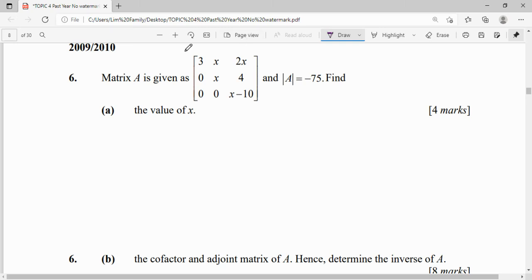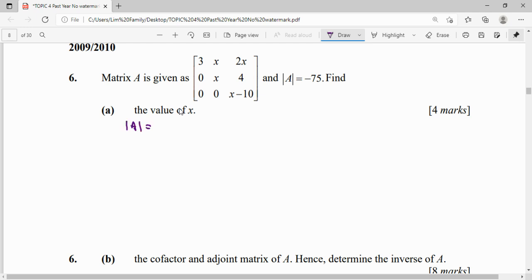In this question 6, matrix A is given as 3x, 2x, 0; x, 4, 0; 0, x, minus 10. Given that the determinant of A is negative 75, find the value of x. Here they are testing us on the concept of determinant.